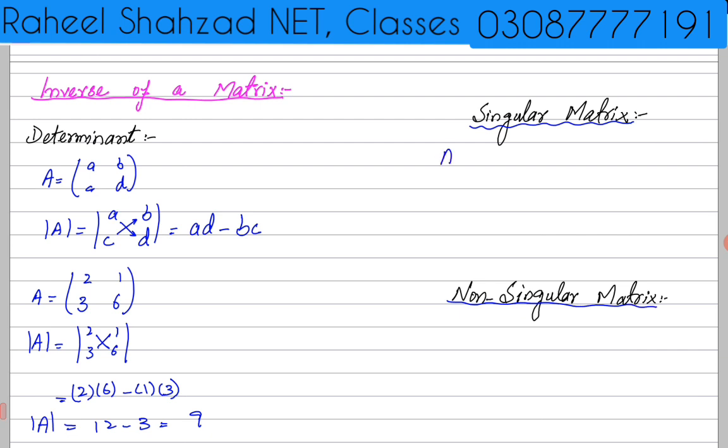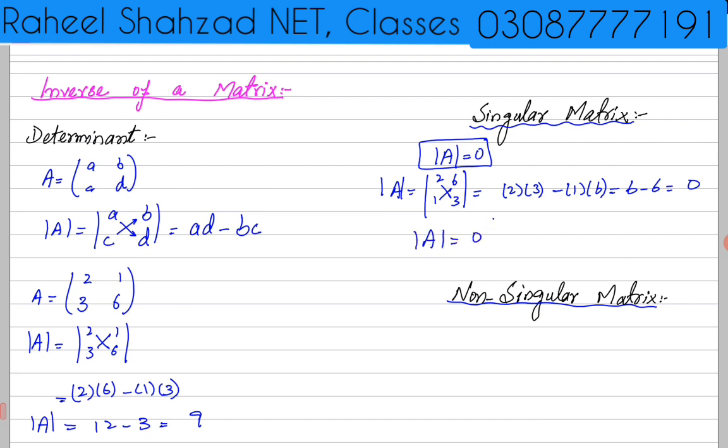Such matrices in which the determinant becomes 0 are known as singular matrices. For example, we have a matrix A = [2, 3; 1, 6]. If I take its determinant, it's going to be 2 into 3 minus 1 into 6, that is 6 minus 6, which is equal to 0. So a singular matrix would be one in which the determinant is 0. A non-singular matrix is one in which the determinant is not equal to 0. It can be positive or it can be negative.